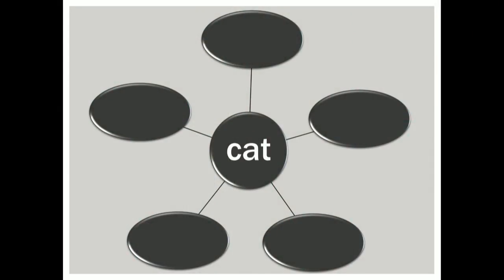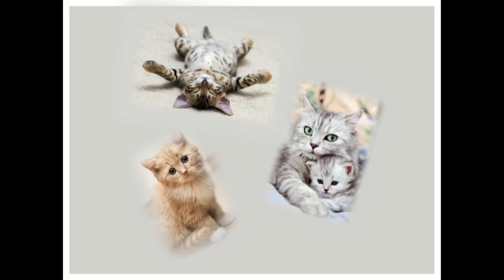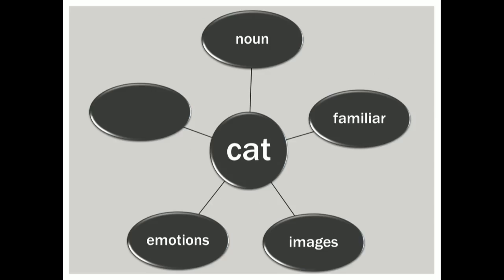I'm going to make one brief example, and that is a cat. So if you have a cat, it's a noun. It's familiar. You learned the word cat when you were a wee babe. And you have images. So, for example, I could bring up cat images all day long, and you would not get bored. And it also brings up emotions and actions. So cats do things.